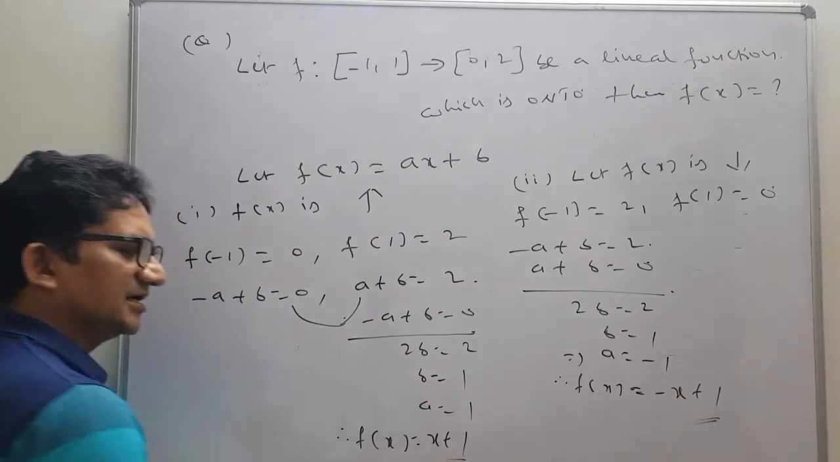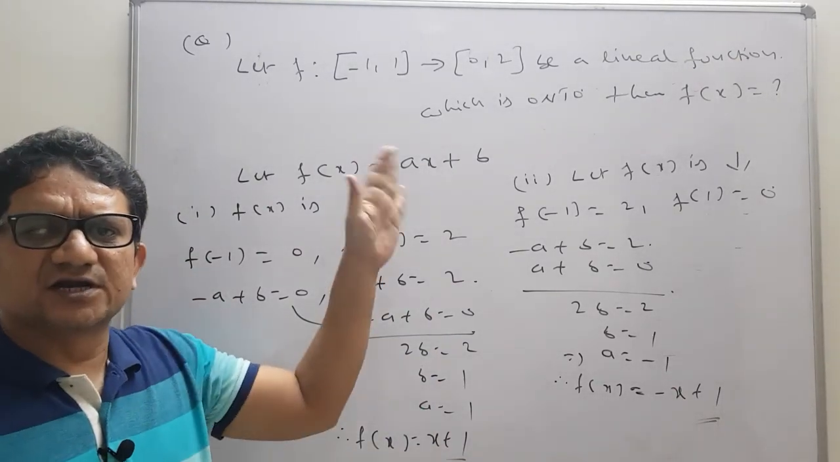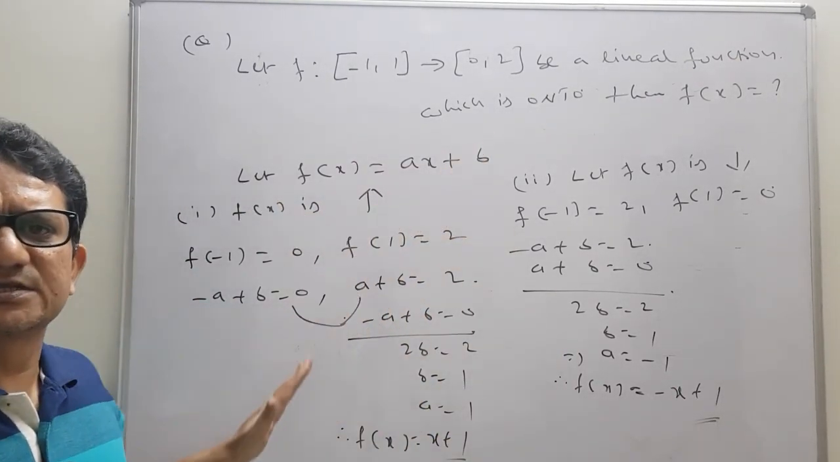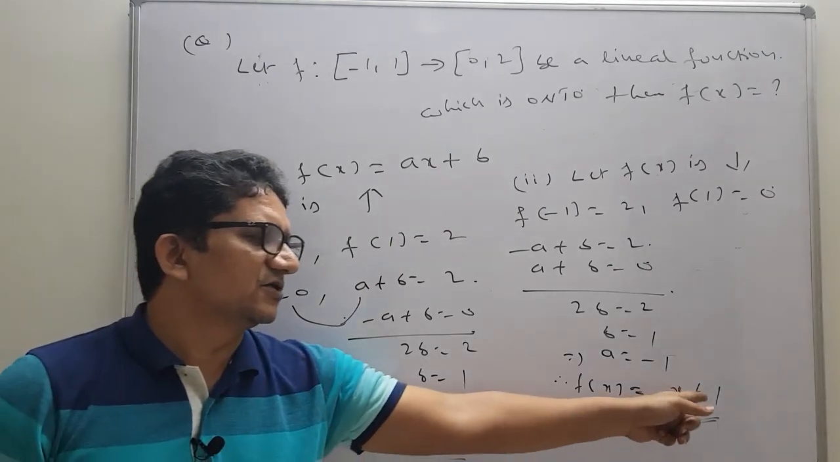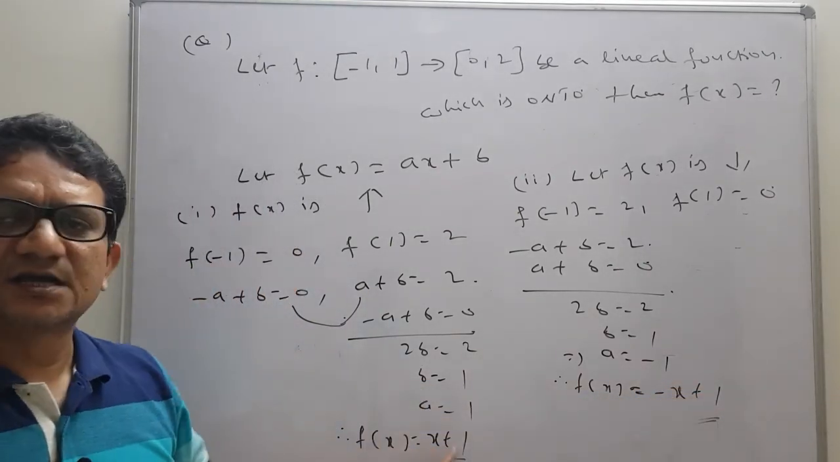So we got two straight lines. See, as we mentioned, we know that one is in this side and other one will be in this side. So two things we got, y equals to minus x plus 1 and x plus 1.